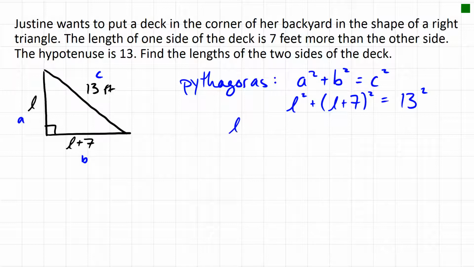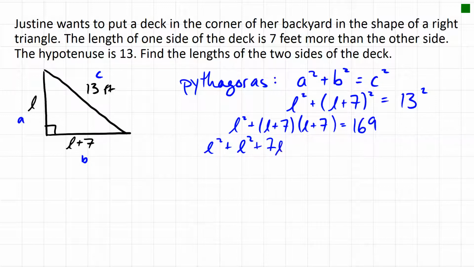So I have L squared. I have to expand this bracket, which I'm going to do by FOILing. And 13 squared is 169. So I've got to FOIL this out on the left-hand side. And then I have to simplify the left-hand side.